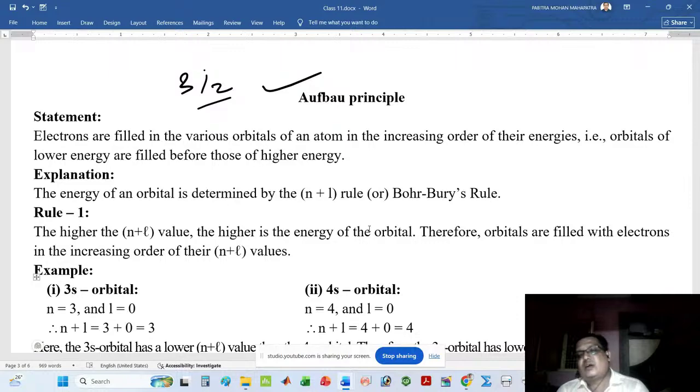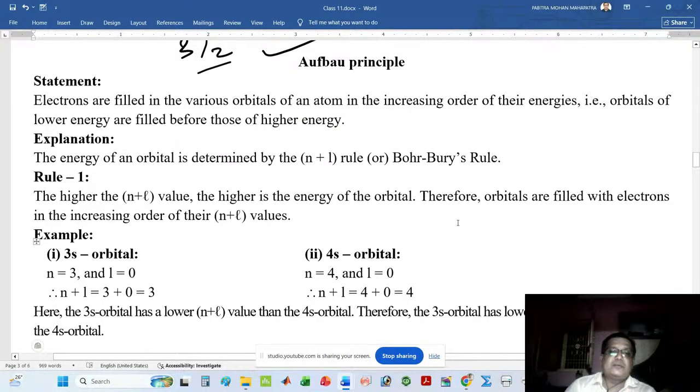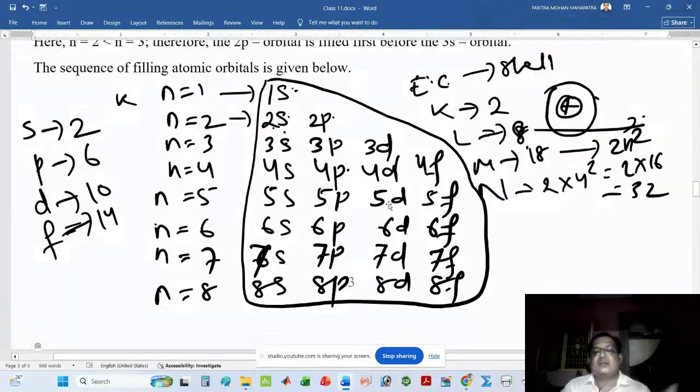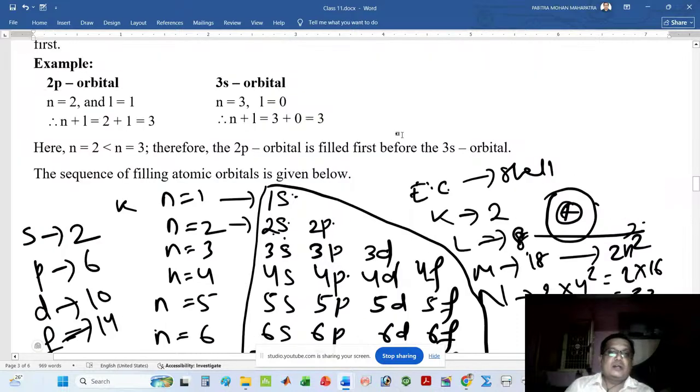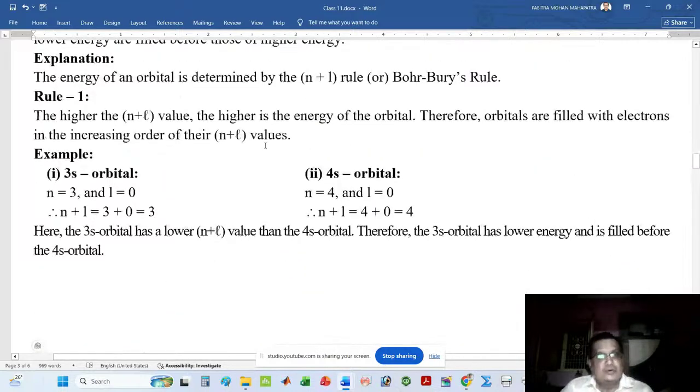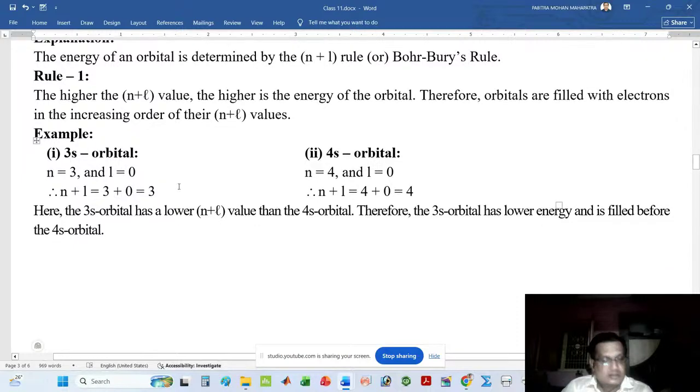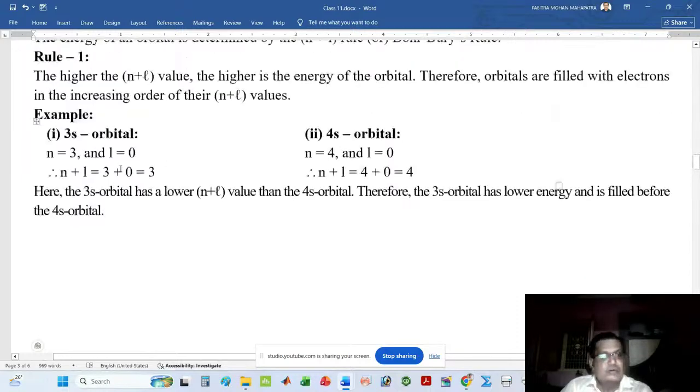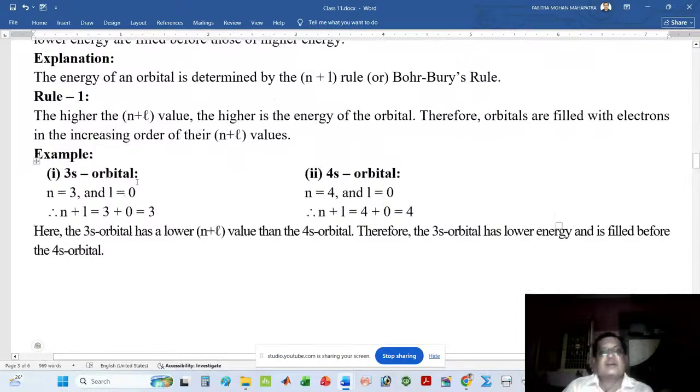Then a question will come to our mind: how will you determine the energy of each orbital? Here we cannot simply search for the orbital having low energy. It is very difficult. So the scientists have given two rules for the calculation of energy, to tell which orbital has low energy. There are two rules, rule one and rule two. By using these two rules, you can determine which orbital has low energy.